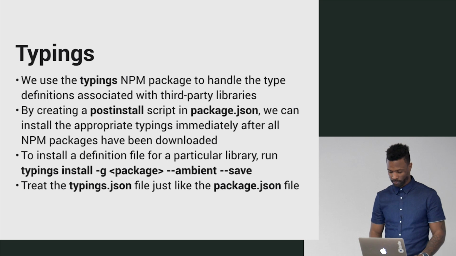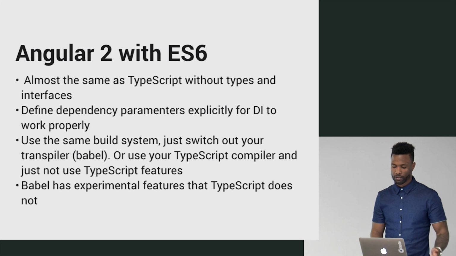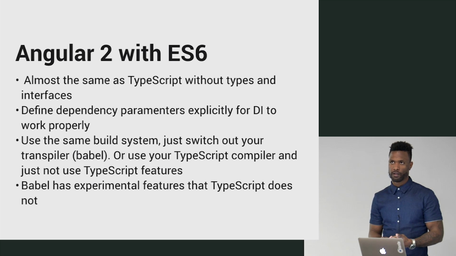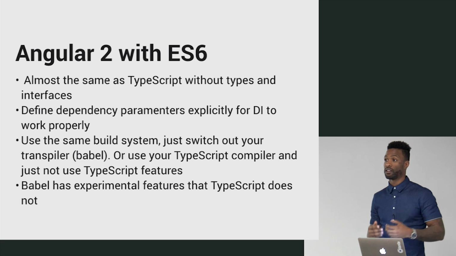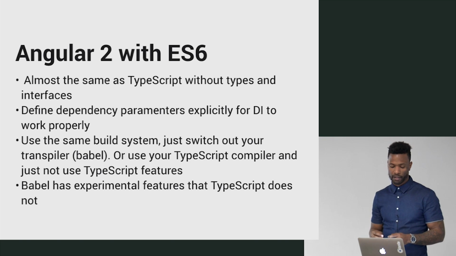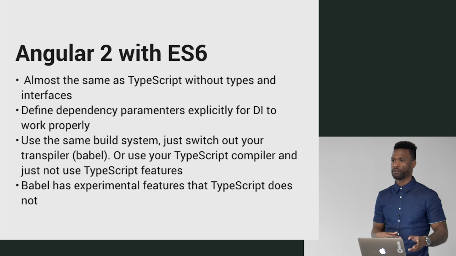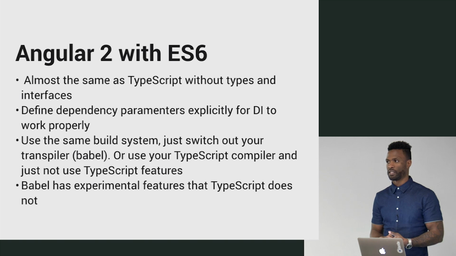Cool. So Angular 2 with ES6, like I said, it's almost the same as TypeScript without the types and interfaces. We do have decorators, but we don't have annotations, and they almost look exactly the same. But ES6, and especially Babel, don't really support the annotations that Angular 2 needs. So we have to override the parameters explicitly for the dependency injection to work properly. And there are examples of that in the repo that Lucas put up earlier on how that looks.